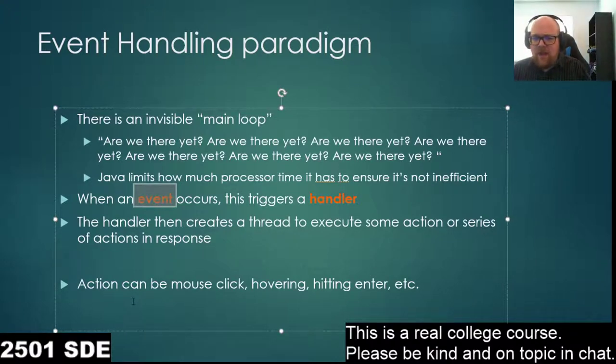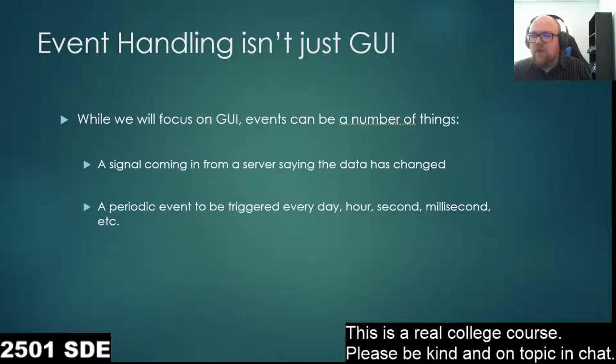And this handler basically tells Java what to do with that event. So the action can be a mouse click, hovering, hitting enter. It can also be things like, for example, let's say you're doing an instant messaging program. That instant messaging program is going to receive a signal from the server saying, hey, a new message has arrived. You need to download it and display it to the user. That would be another example of event handling that isn't related to user input.